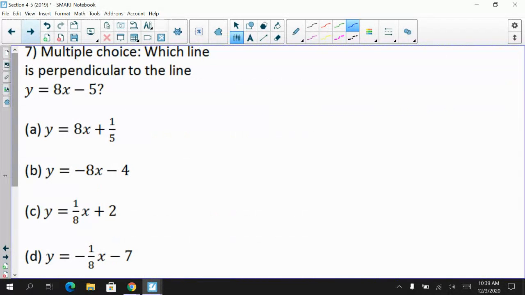So next one, why don't you guys give this a try? Which line is perpendicular? Use that slope of 8. Take a minute. Which line is perpendicular?